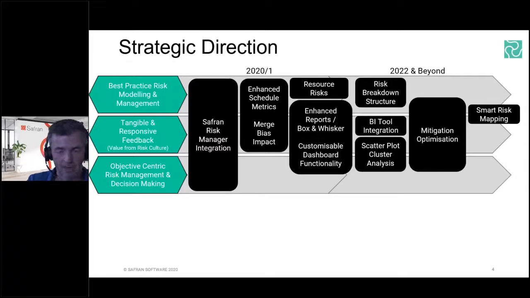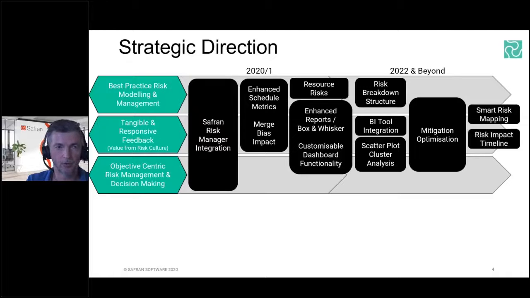Smart risk mapping. This is allowing you to automatically map risks to certain parts of your schedule. So maybe within your project you have 4 or 5 different geographical regions, and you know that you want a different level of risks to be assigned to activities in different geographical regions. If you have a coded value for those regions, then you'd be able to use this smart risk mapping to automatically assign risks based on that coding structure.